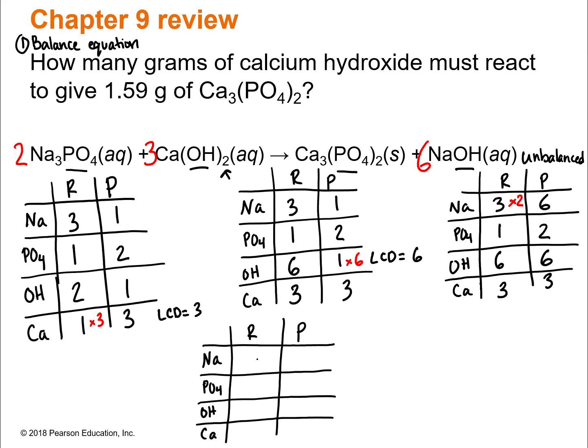All right, so we've got 2 times 3 equals 6 sodiums. We've got 2 phosphates, 3 calciums, 6 hydroxides. On the product side, we've got 3 calciums, 2 phosphates, 6 sodiums, 6 hydroxides. So that checks out. We've got a balanced equation. Only took a whole slide to do it. Okay, so that's part 1, balance the equation.